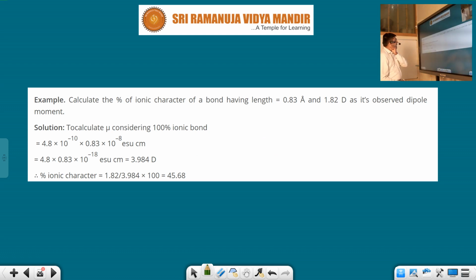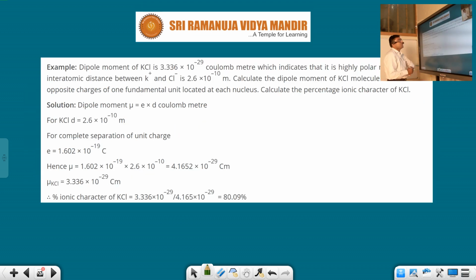Similarly, another question, same thing. Calculate the percentage of ionic character with the bond length 0.83. The observed value is also given, same thing. So you get 3.984 as the 100% ionic character, but how much is the observed? 1.82. You get 45.68%. So this is how you can solve any number of questions.